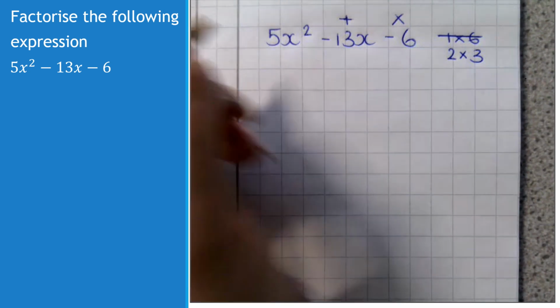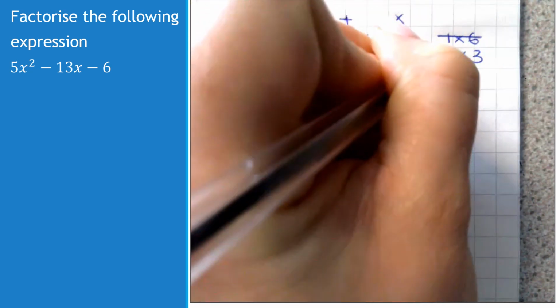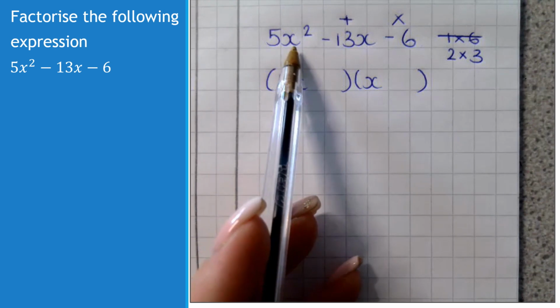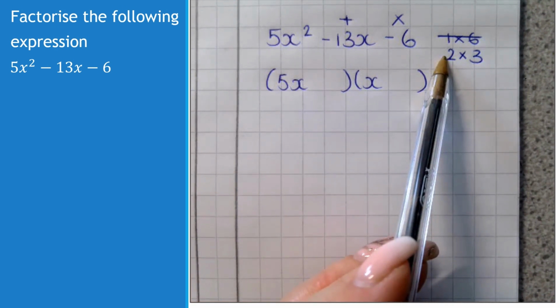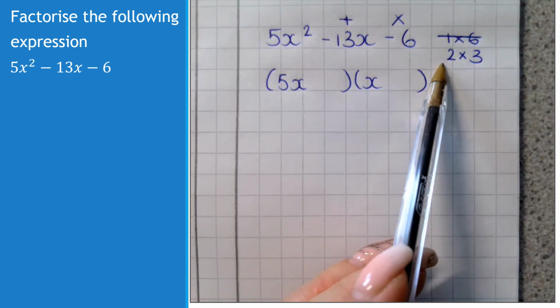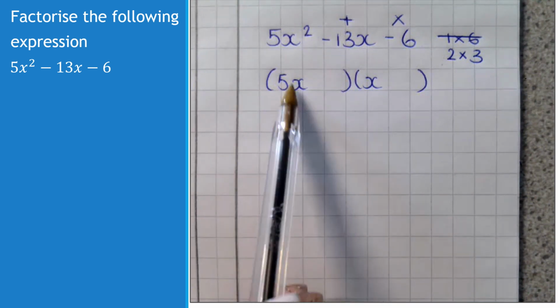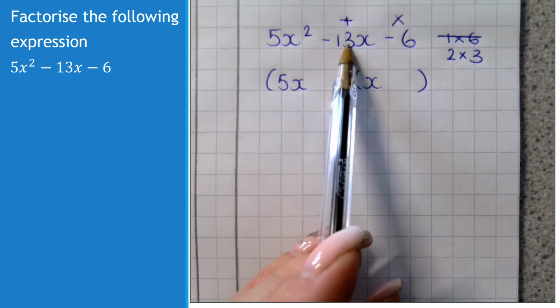Because we've got 5x squared, and again, because it's a prime number, the only way that we're going to make 5x squared is by having 5x and x. Now, there's a specific reason why I've chosen this question, because when you think of your numbers, you could actually multiply 5 by 2, so that will give you 10. 10 and 3 are going to make 13. However, if I do 5 multiplied by 3, that gives me 15. 15 and 2 also make 13.